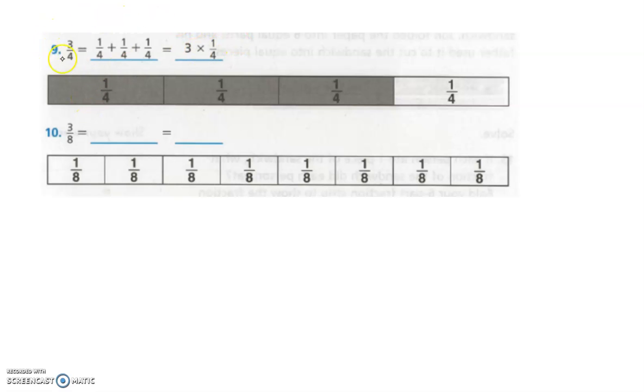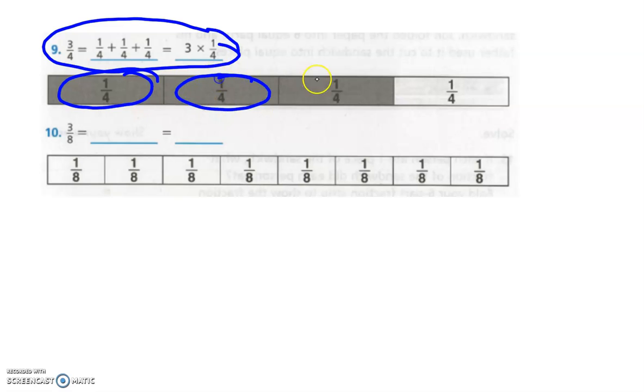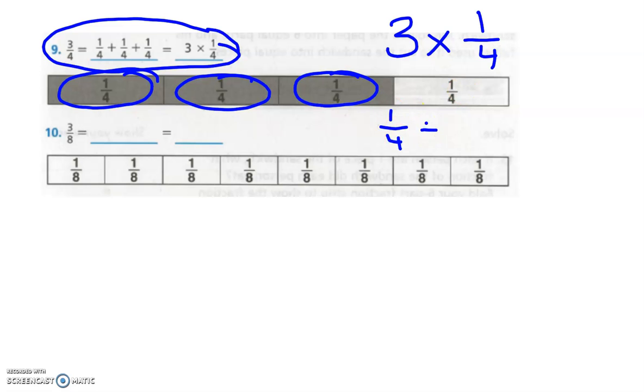So that's what this little number sentence right here is showing you. I guess I'll go ahead and circle that. They're showing you that 3/4 is the same as adding 1/4 and 1/4 and 1/4, and that it is also the same as finding 3 1/4. So that's 3 times 1/4. So here you've got 1, 2, 3, and you can either have 3 times 1/4, or you can have 1/4 plus 1/4 plus 1/4. Okay?